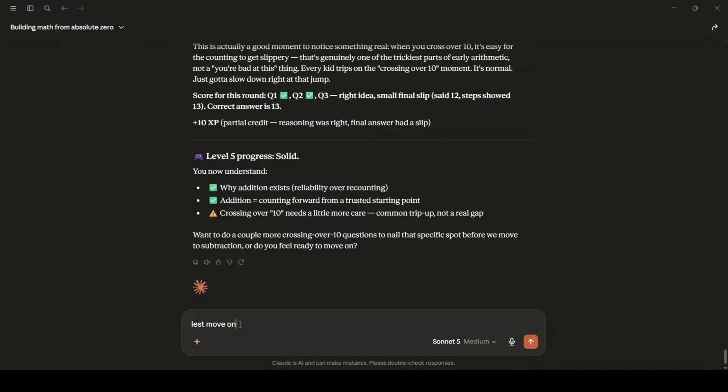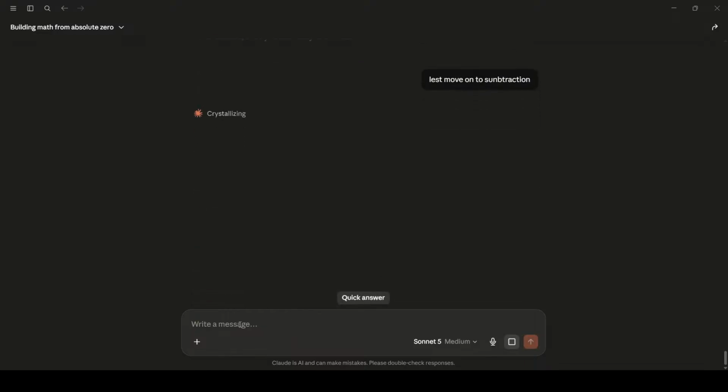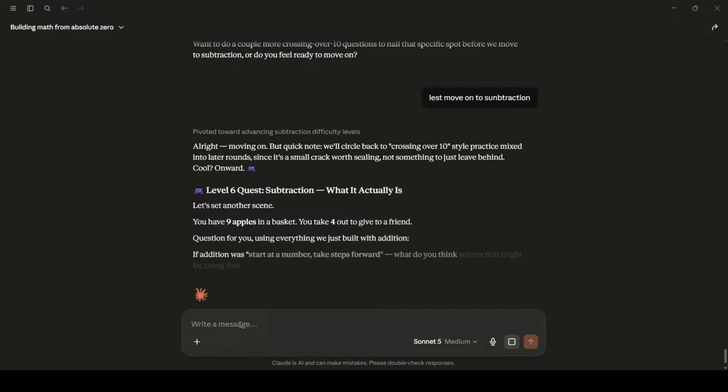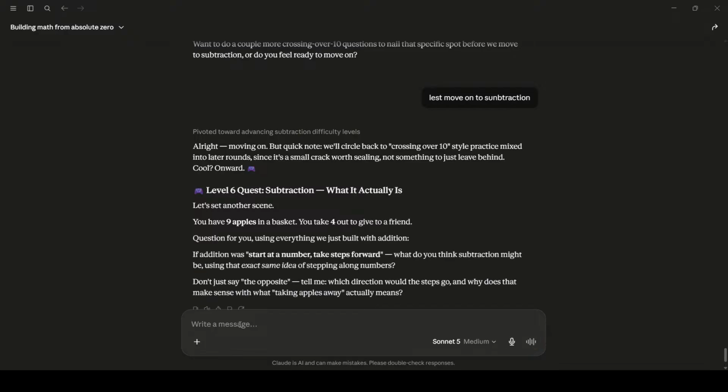Let's move on to subtraction. Why not? Okay, we are in subtraction now, guys. Subtraction. Hooray! We are in subtraction. That is a good thing.